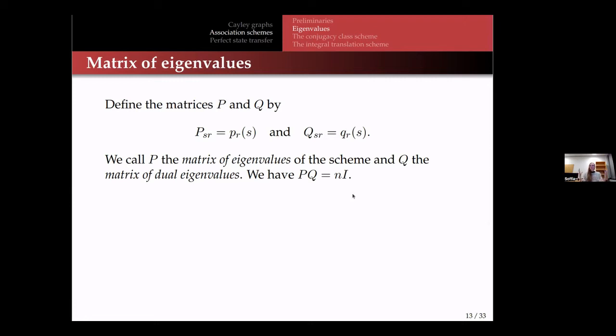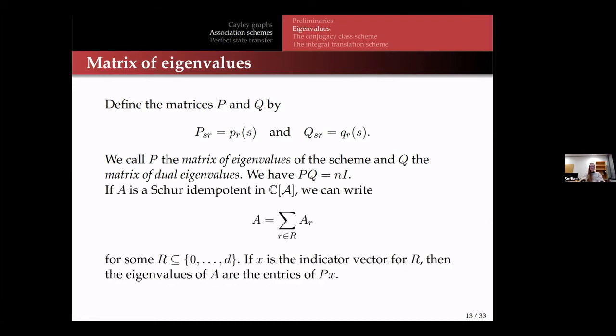So now we have this scheme, and we have some eigenvalues of the scheme, but what we really care about are the graphs in our scheme. That's what we're going to use all these tools for, to study graphs. So if we have a graph in the scheme, what can we say about the eigenvalues of the graph using the eigenvalues of the scheme?